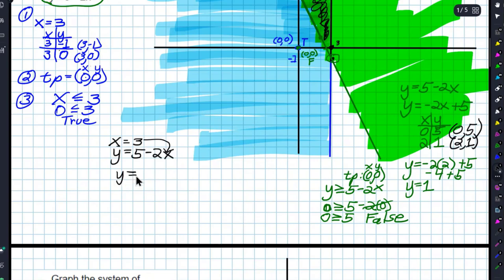Y equals 5 minus 2 times 3. Y equals 5 minus 6, which is negative 1, which means our vertex is 3, negative 1. But let's look and make sure. Does that look like the right answer? Well, here's 3, and there's negative 1. So yes, in this case, the vertex was really predictable just by looking at your graph in my math lab.